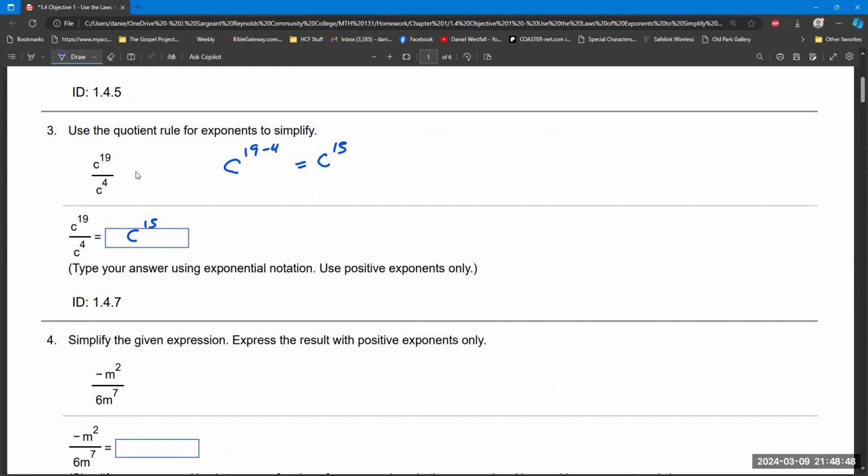The negative 1/6 is a constant multiplier here, and we want to write with positive exponents only, so I'm going to leave the negative 1 up top, leave the 6 in the bottom, m to the 7 minus 2. Since 2 is smaller than 7, it's going to be negative 1 over 6m to the 5th.